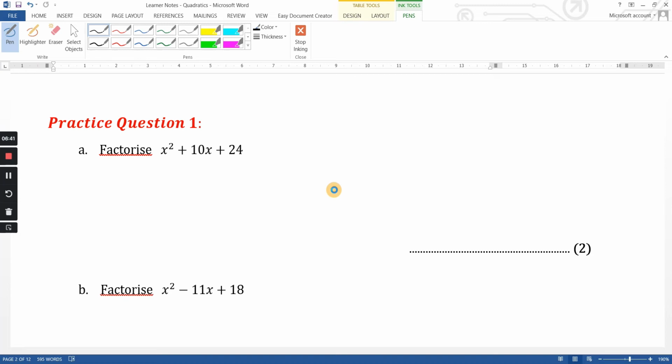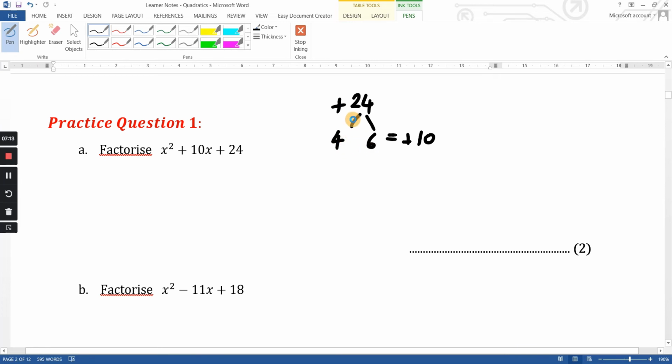Okay, let's go through these. So first one, factorize x squared plus 10x plus 24. So again, I'm going to think of two numbers that make plus 24, and at the same time they're going to add to make the positive 10. So straight away I can see 4 and a 6 definitely. Yep, that's going to give me positive 10. And obviously when you multiply them, it's going to give you positive 24.